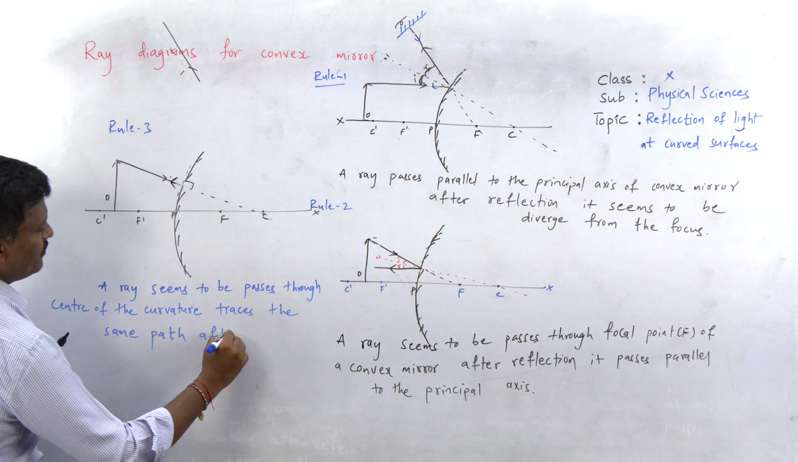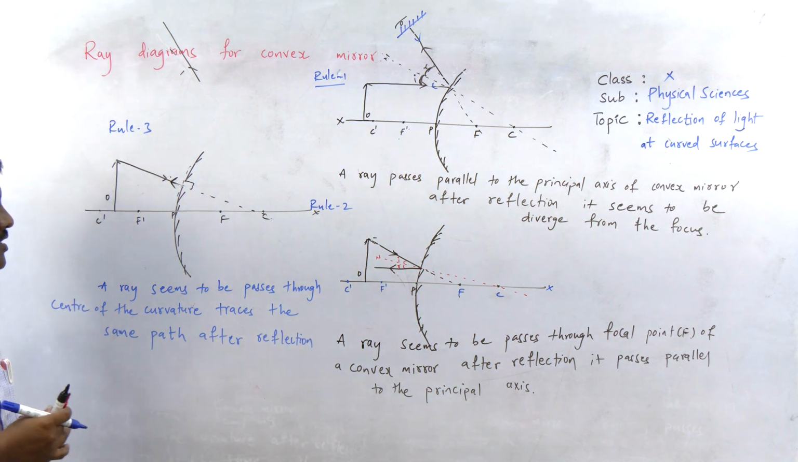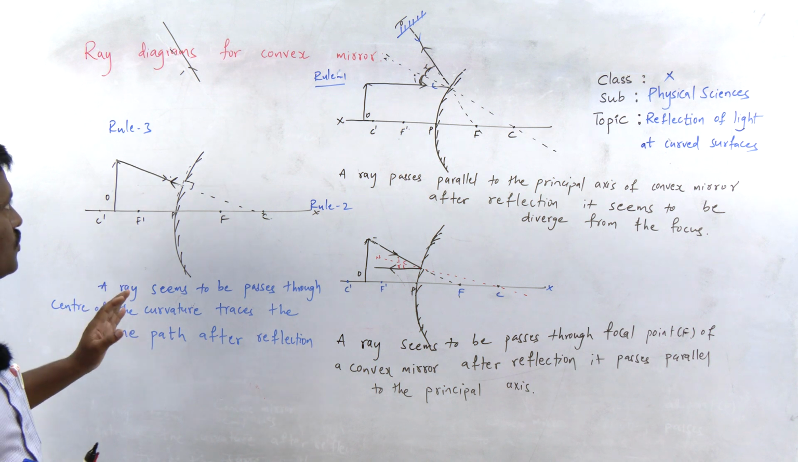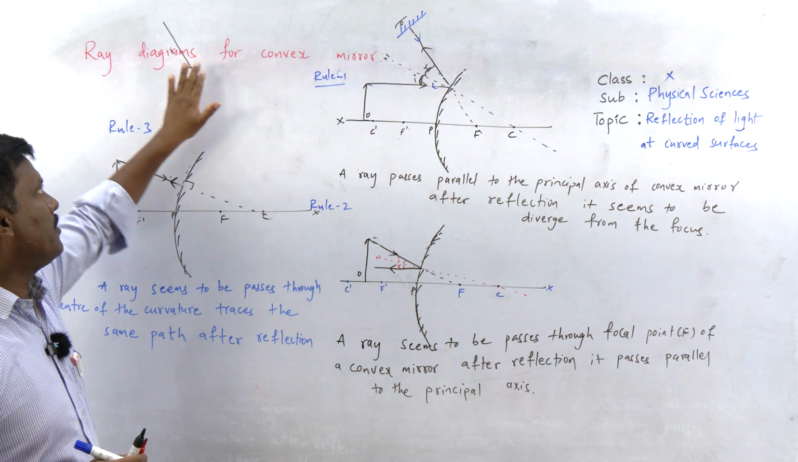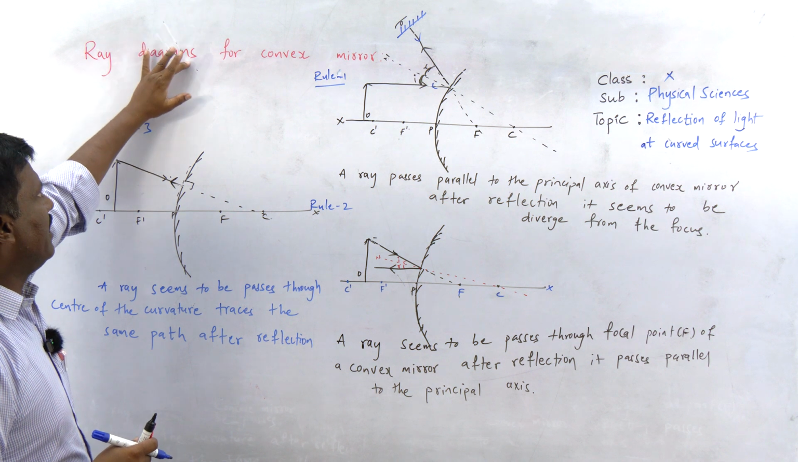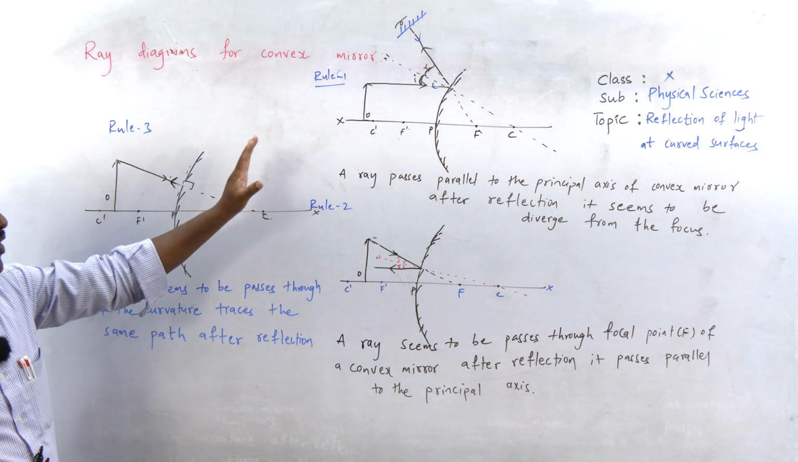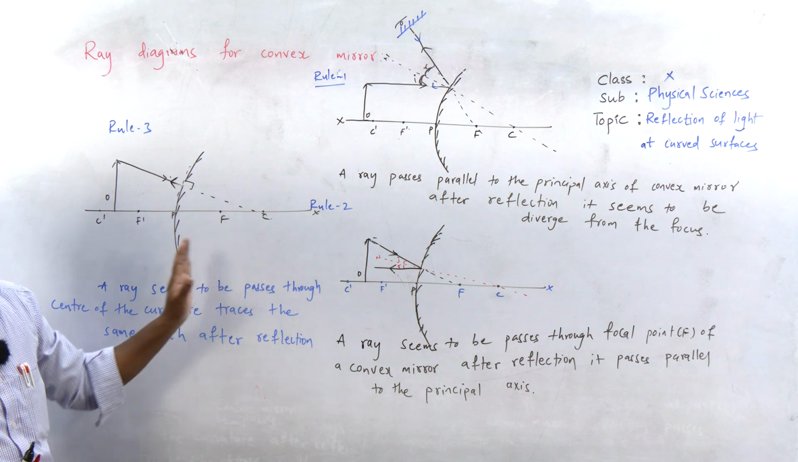After reflection. Okay, so these are the 3 rules we use to draw the ray diagrams for the concave mirror. After a little while we are going to draw the ray diagrams. Meanwhile, please write down these ray diagrams in your notes.